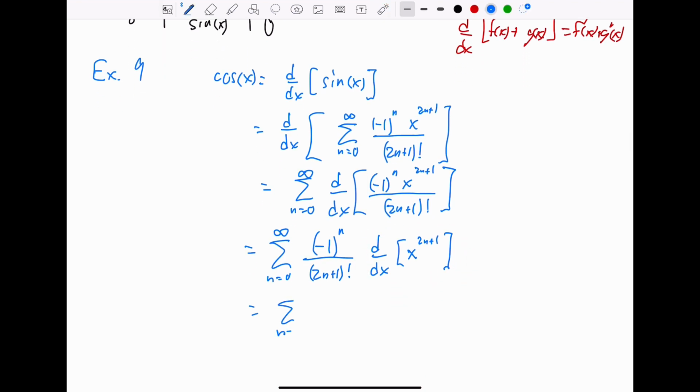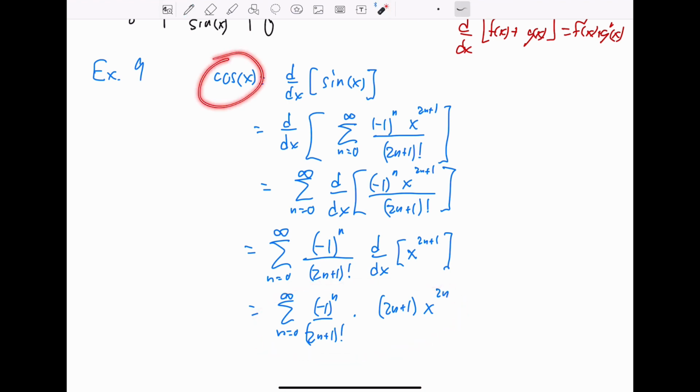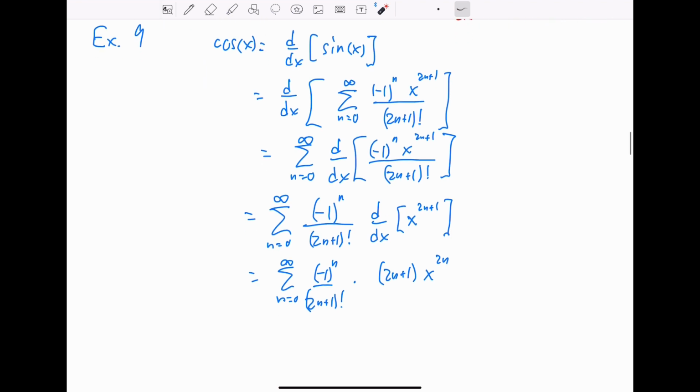I'm going to copy down the summation notation still. Negative 1 to the n divided by (2n plus 1) factorial times (2n plus 1) times x to the 2n. I'm going to do one step to simplify this just a little bit further, and then we'll have the Maclaurin series for cosine. (2n plus 1) factorial, well, let's just write this off to the side.